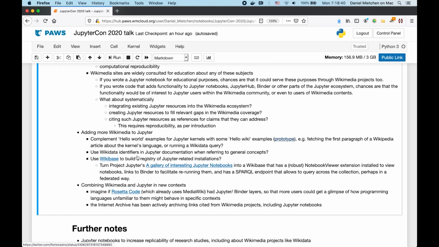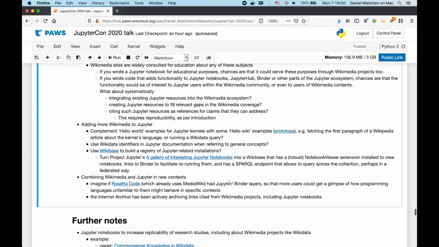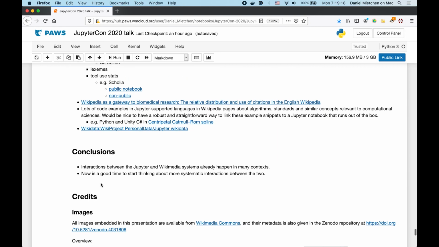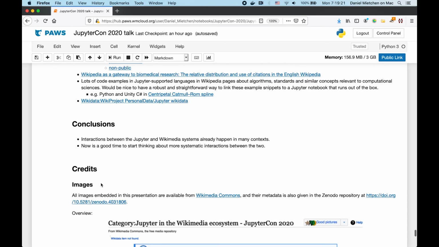Or I saw in a Jupyter discourse that someone wants to keep track of the registries of Jupyter-related installations, and Wikibase is something that could be used for that. Or we could look around for other projects like Rosetta Code. It covers all programming languages, and it already uses MediaWiki. And so if it had a Jupyter binder layer, then that would make the experience of the programming language much deeper. I have lots of further notes, not much more time, so I'll scroll over them. I encourage you to explore them.